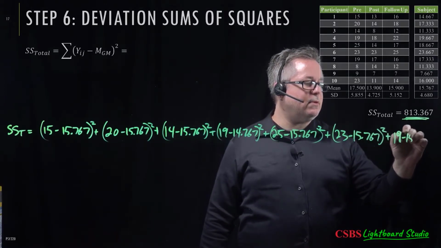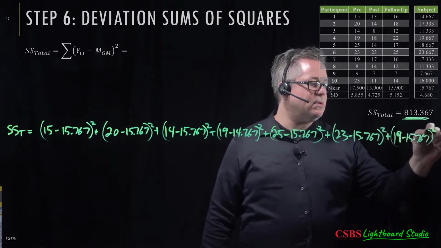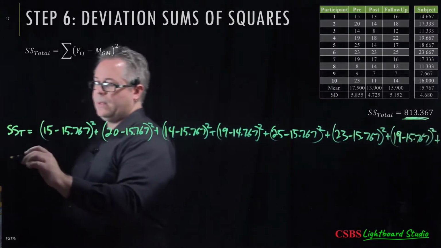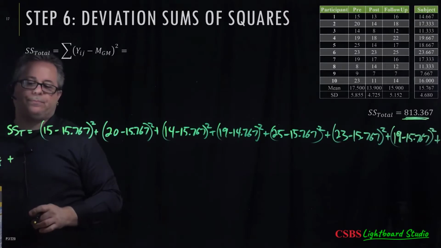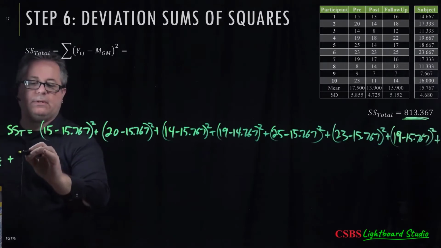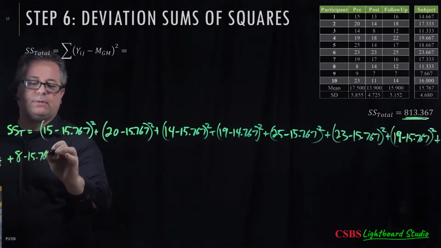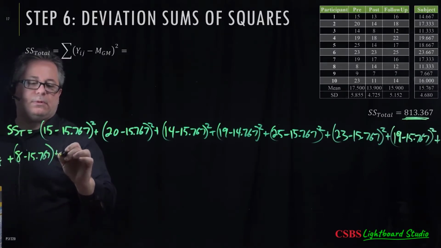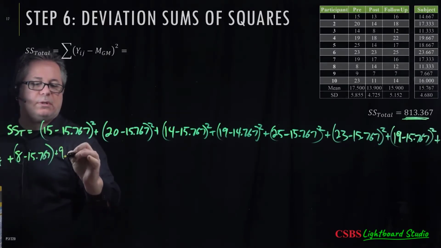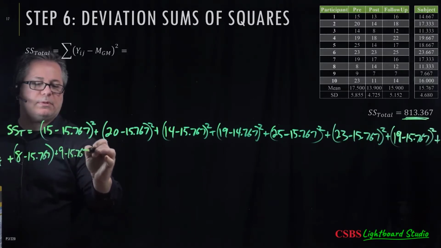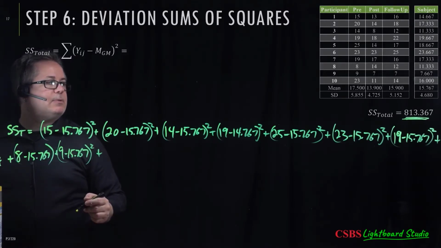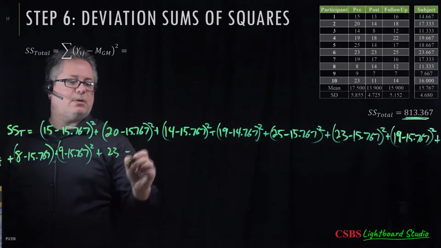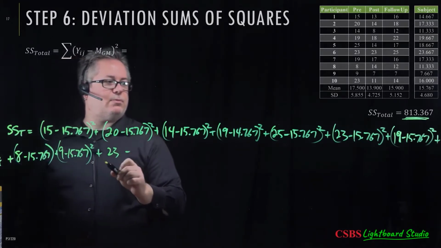19 minus 15.767 squared plus, I'll keep going down here, plus... that was 19 again, so 8 minus 15.767 plus 9 minus 15.767 squared plus, so let's see if I can just go through and do this so it lines up. So 9, so they got 23. That ends the first, all the pre's, right, up to this point.